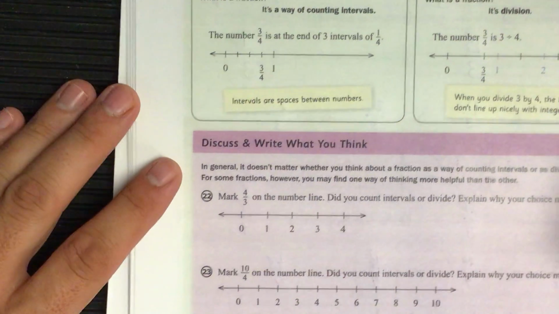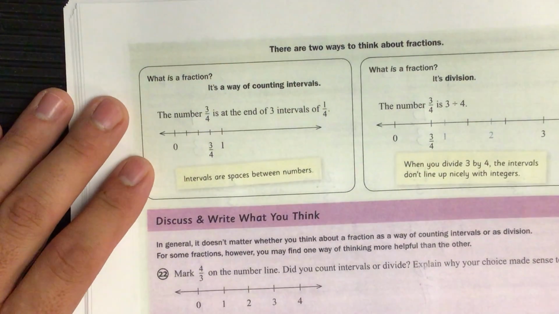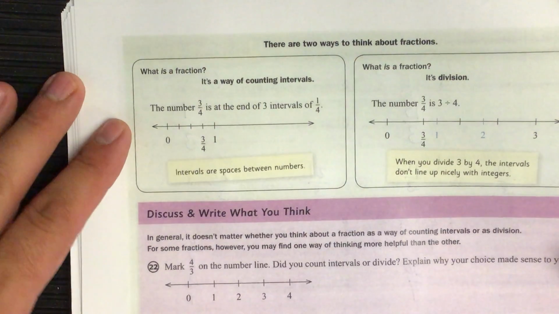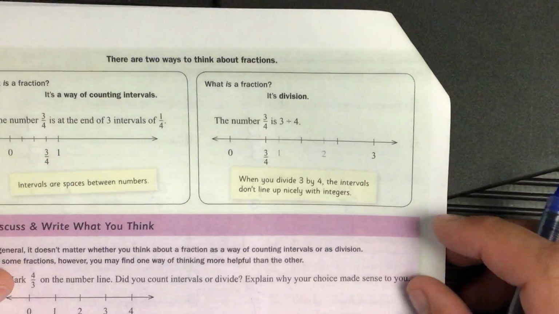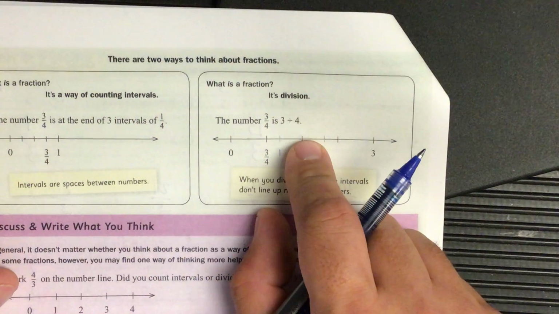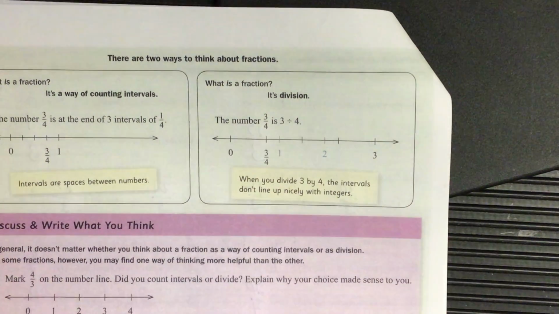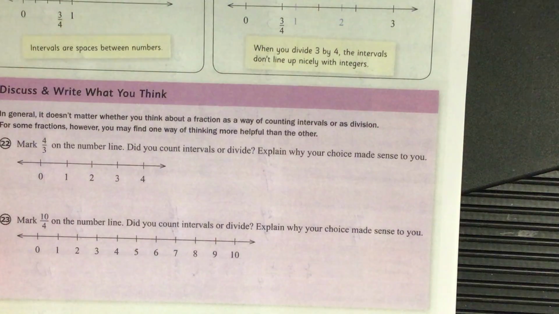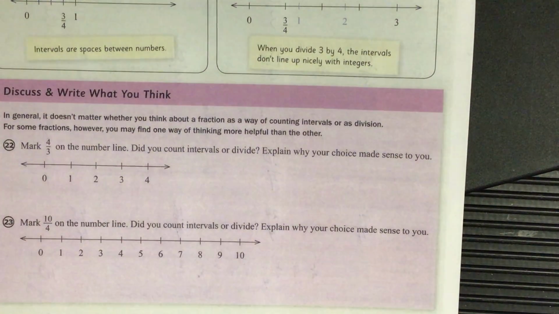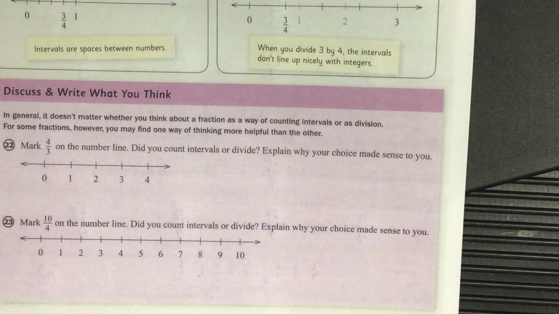All right, 20. What is a fraction? It's a way of counting intervals. We just did that last page. It's also the same as division. 3 over 4 is the same as 3 divided by 4, which you just proved on the previous page. Next problem, 22. Landon, would you read it, please? In general, it does not matter whether you think about a fraction as a way of counting intervals or as decimals. For some fractions, however, you may find one way of thinking more helpful than others.